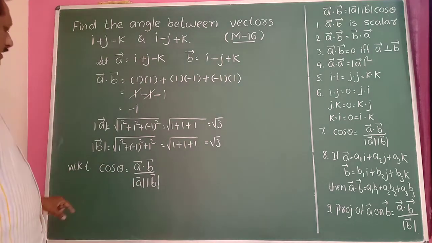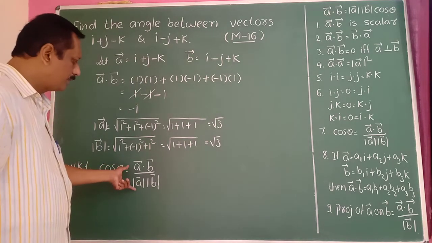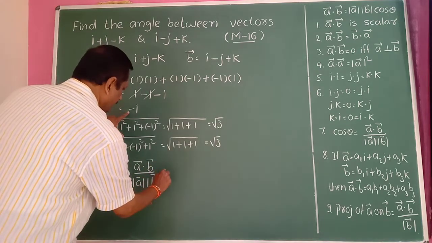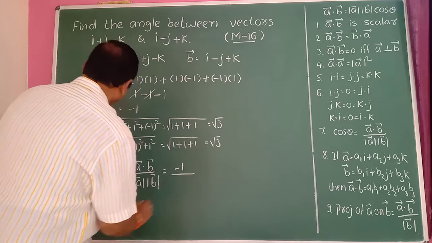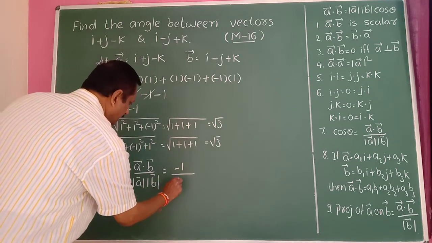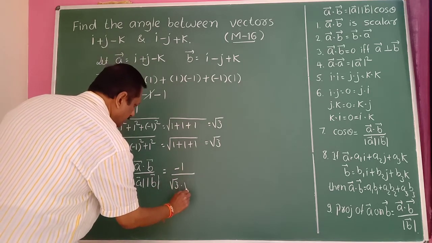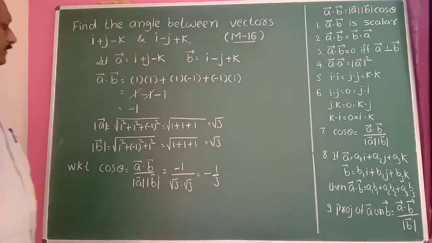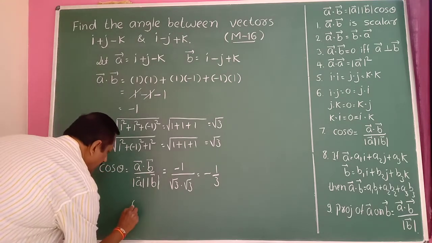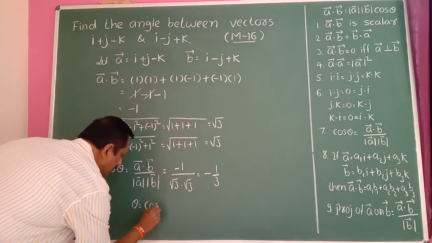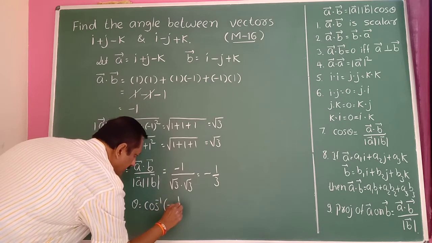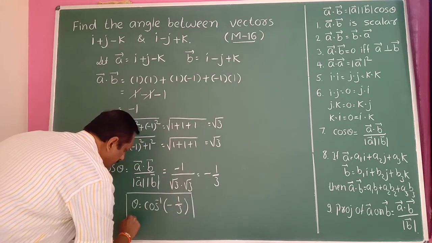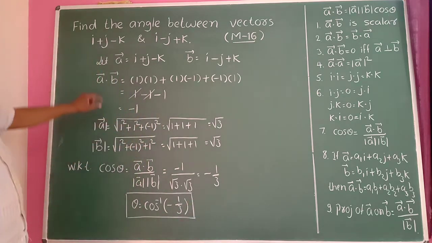Cos theta is a bar dot b bar upon modulus of a bar into modulus of b bar. Here a bar dot b bar is minus 1, so minus 1 divided by modulus of a bar, root of 3, into modulus of b bar, root 3. Hence it is minus 1 upon 3. Take the cos to the right hand side. Theta is equal to cos inverse of minus 1 upon 3. This is the angle between the two vectors.